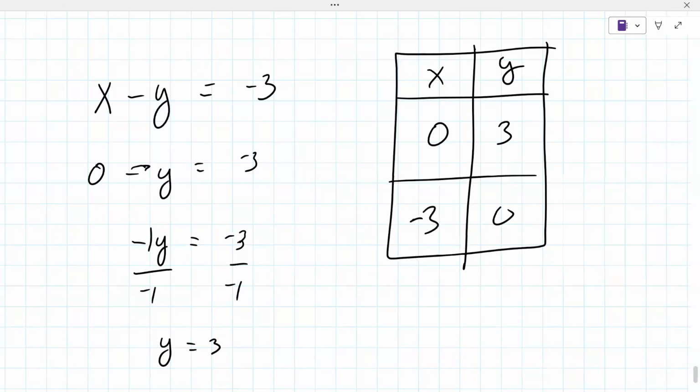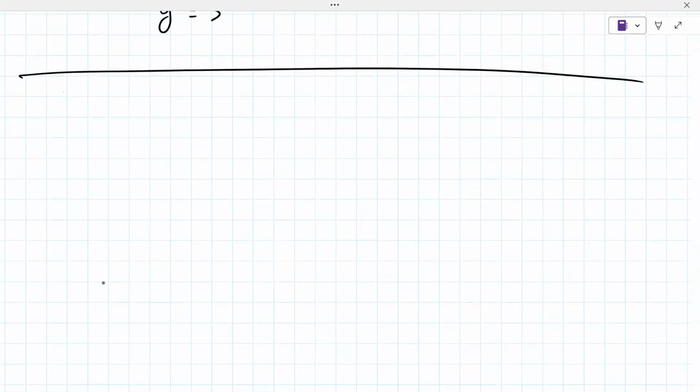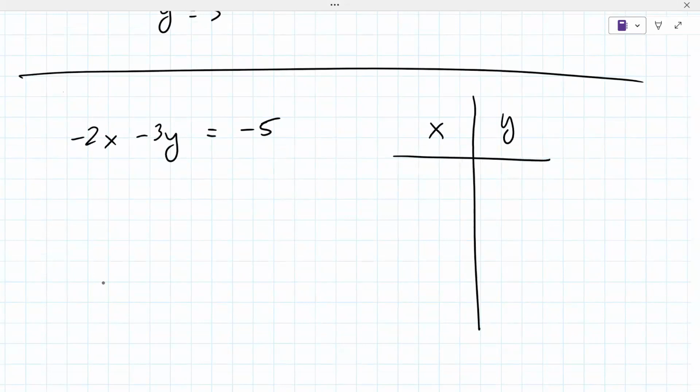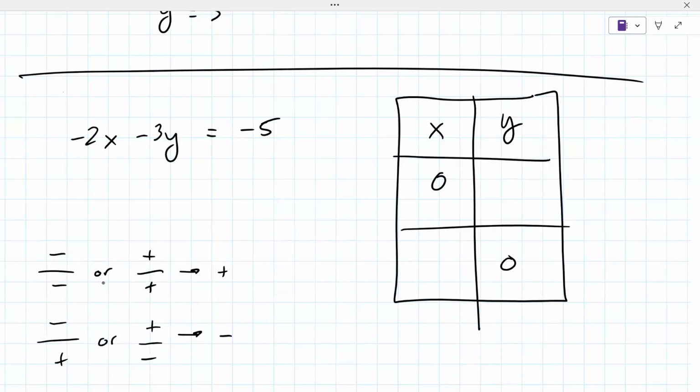Really good. Let me make just a couple more that are a little bit more difficult here. -2x minus 3y equals -5. This time the answers don't work out nice. They are fractions, but make sure you get the signs. I'll remind you that a negative divided by a negative or a positive divided by a positive is always positive, but a negative over a positive or a positive over a negative is always negative. Hopefully that helps you get the right signage with your answer.